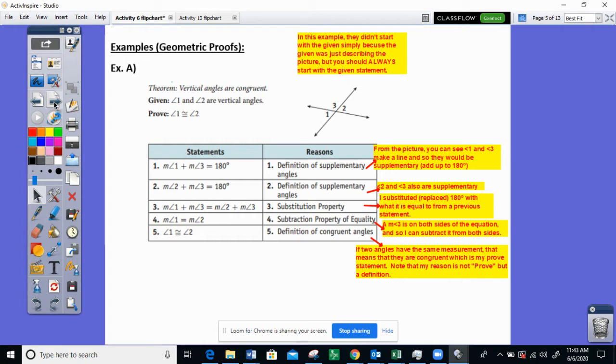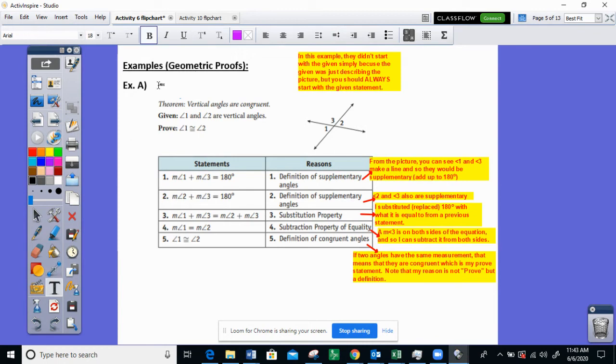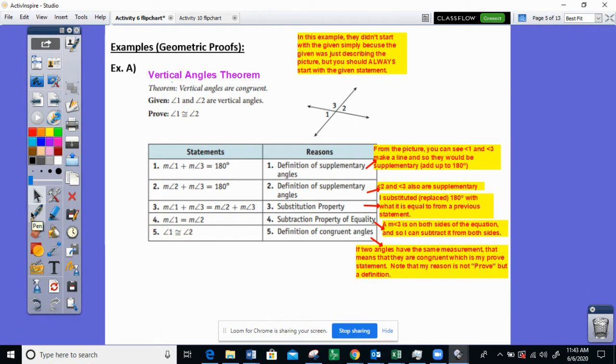This is the theorem that we're trying to prove. Vertical angles are always congruent. We could call that the vertical angles theorem. Let's look at the given information. Every proof starts with a given statement, and then it has a statement that you're trying to prove. We said in the last activity, a good starting point, if you don't have a picture, is to draw out a picture and label it as you go along.